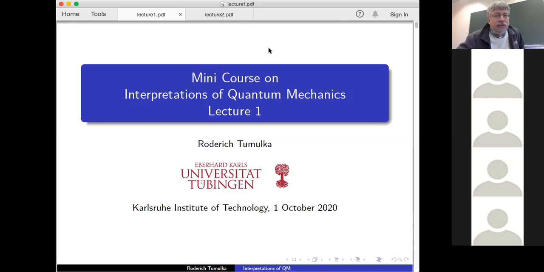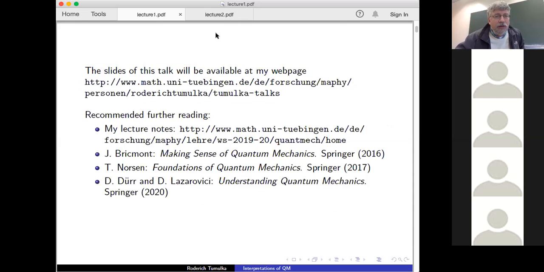See, now I have to go to this window here. Okay, so it works. Good.